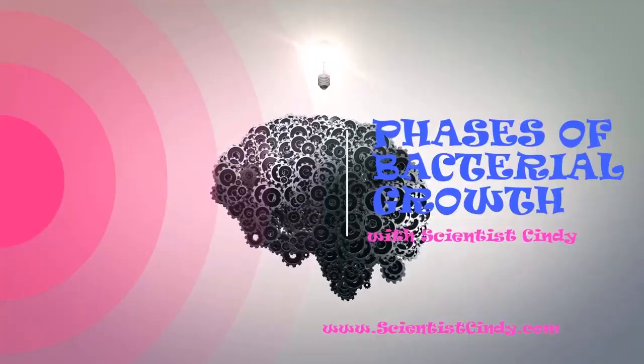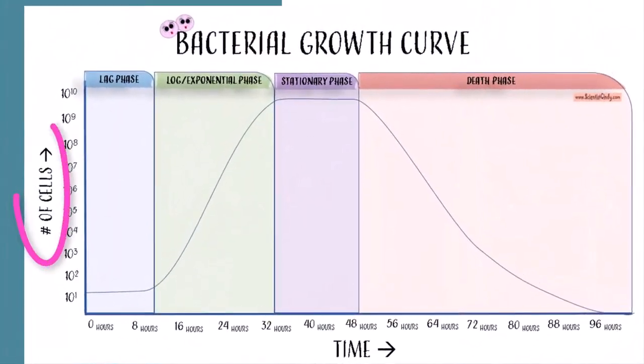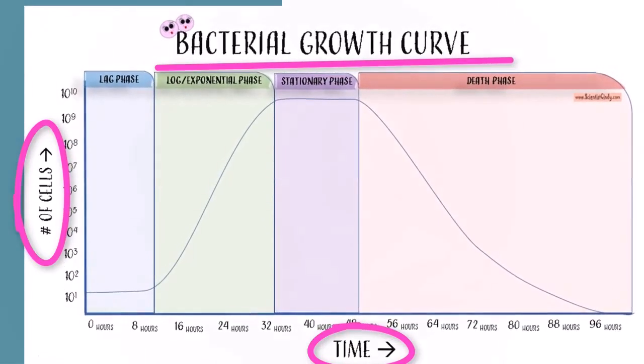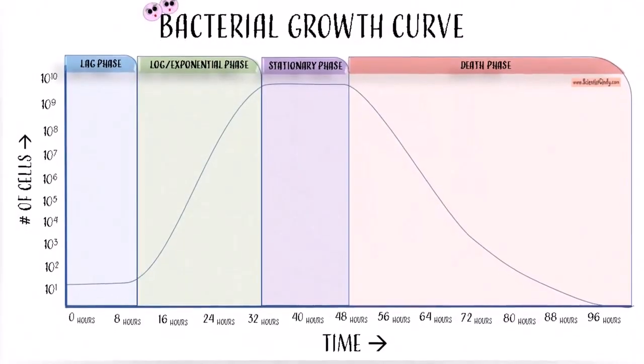Phases of bacterial growth. When we analyze bacterial growth, it is convenient to create a graph of the number of bacterial cells in our culture versus time. This type of graph is called a growth curve. Here is just an example of one possible growth curve.